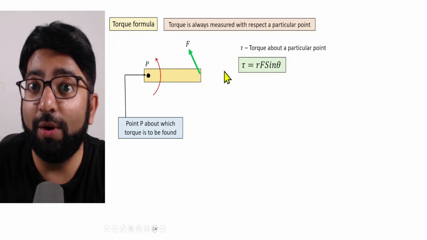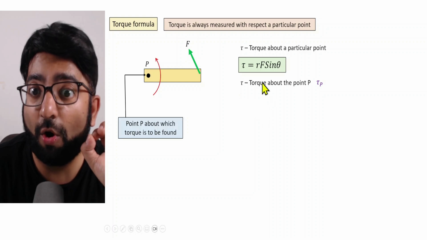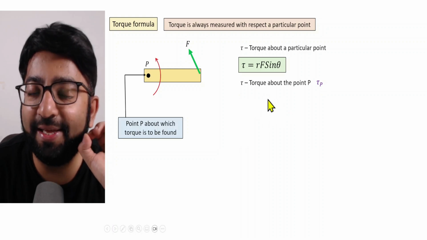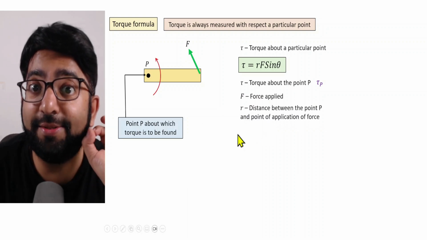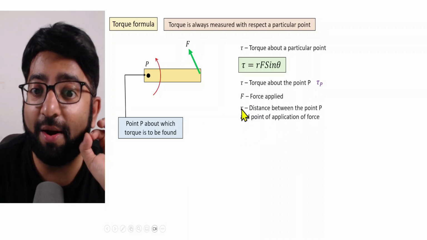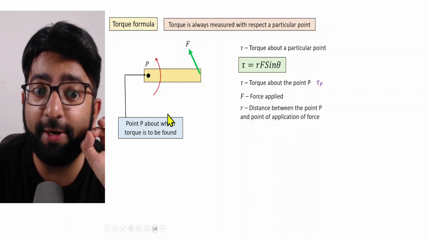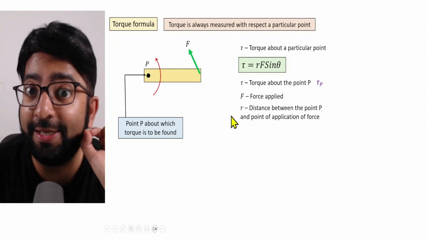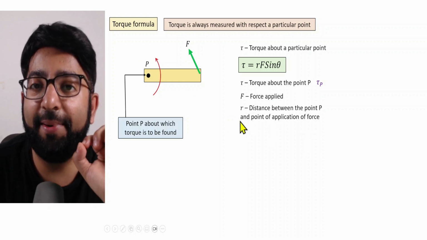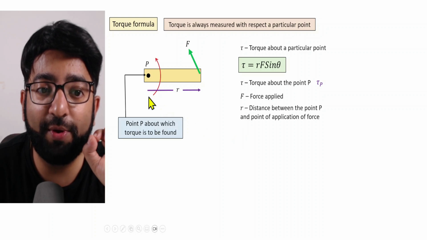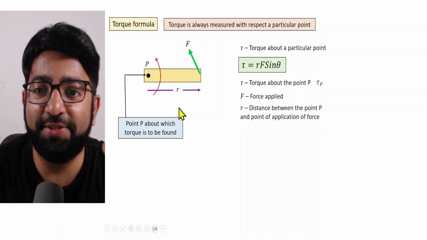So let's understand all the variables involved. This is the Greek letter tau. It is the torque about the point P in this situation. F is the applied force and R is the most important parameter here. R stands for the distance between the point P, the point about which the torque is to be found, and the point of application of force. So in this diagram, you can see this is the R. R is basically just distance.